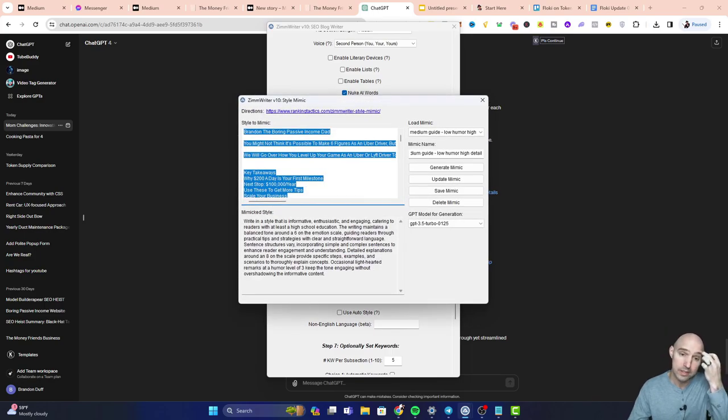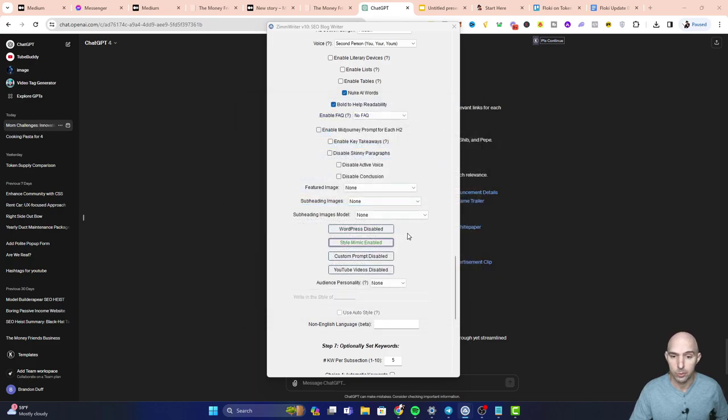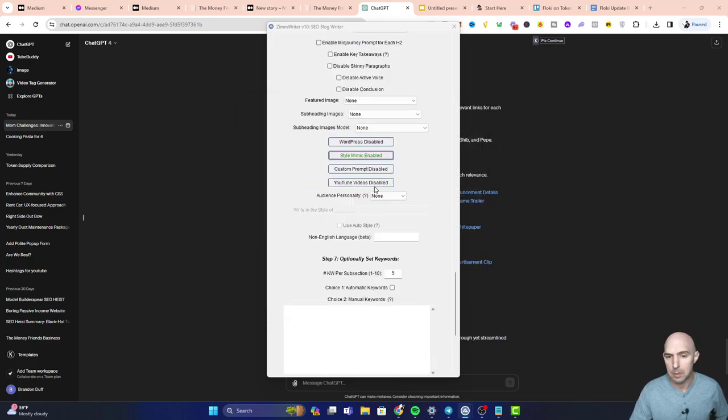Well, all it is, I took a few of my guides in from Medium and I put them in here, and then it generated a style, and that style that I mimic is: write in a style that's informative and enthusiastic and engaging, catered to the reader with a high school education. The writer maintains a balanced tone around a 6 on the emotional scale. So it just tells how my style of writing is, and that's the style that ChatGPT will run through. And so it has all sorts of different prompts and YouTube.